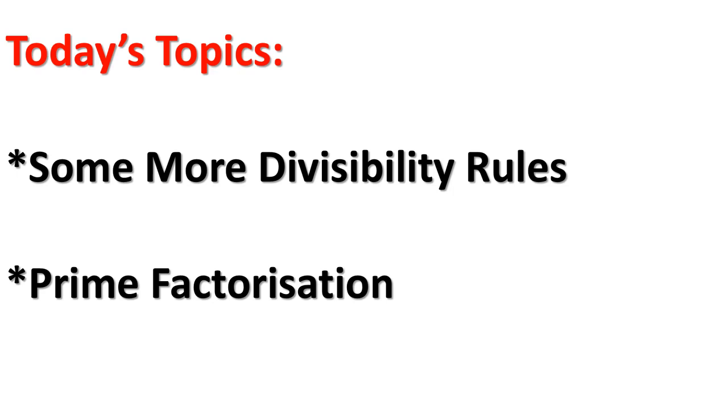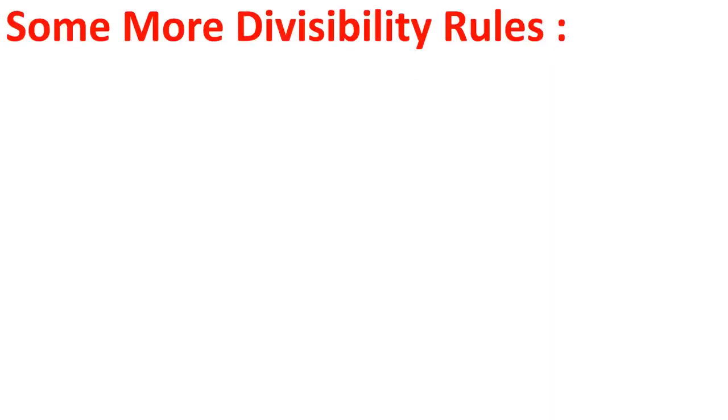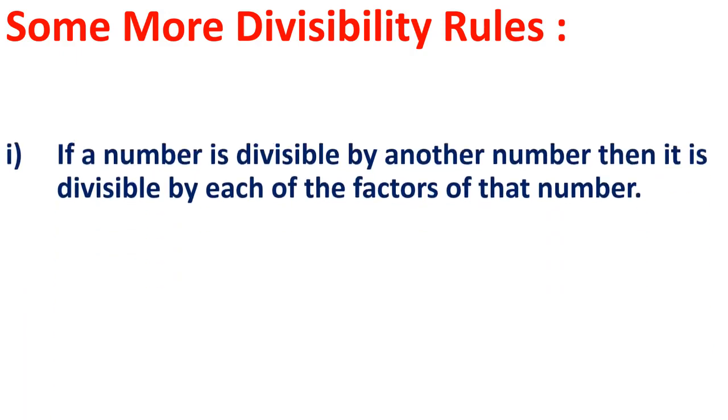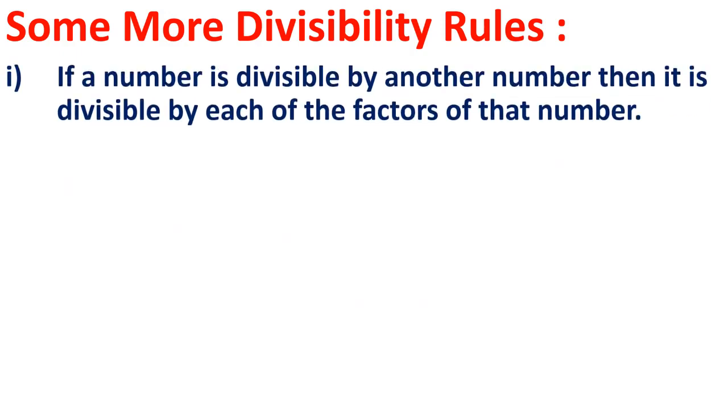Now see some more divisibility rules. First is, if a number is divisible by another number, then it is divisible by each of the factors of that number. Again, read it very carefully. If a number is divisible by another number, then it is divisible by each of the factors of that number. See the example now.